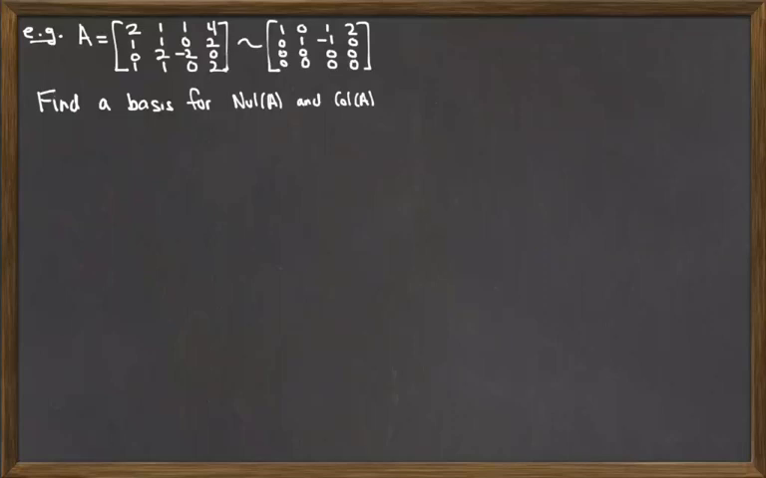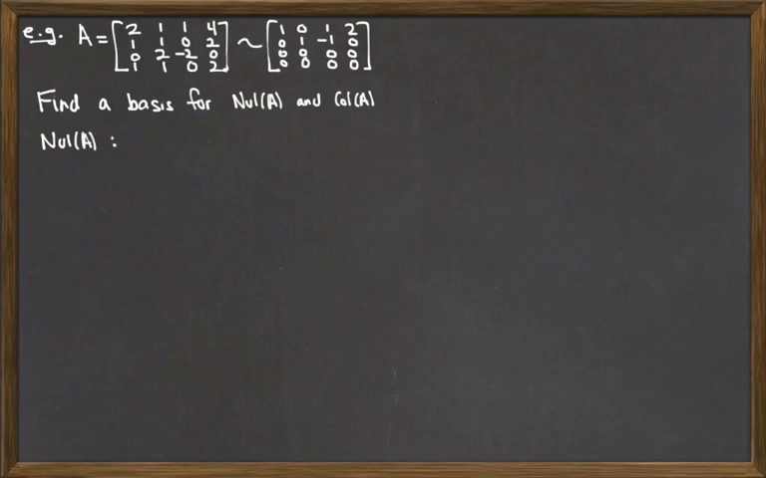In this video, I've given you a 4 by 4 matrix A. It's being row reduced to this form here. Here's its reduced row echelon form. And our goal here will be to find a basis for the null space of A and the column space of A. You might pause the video right now to copy down the matrix, and then we'll get going.